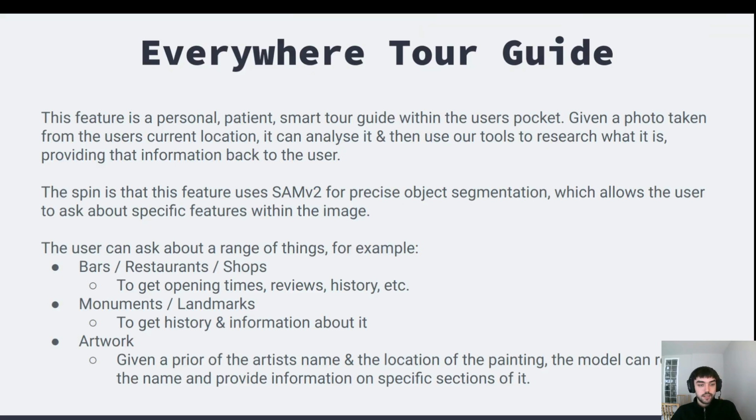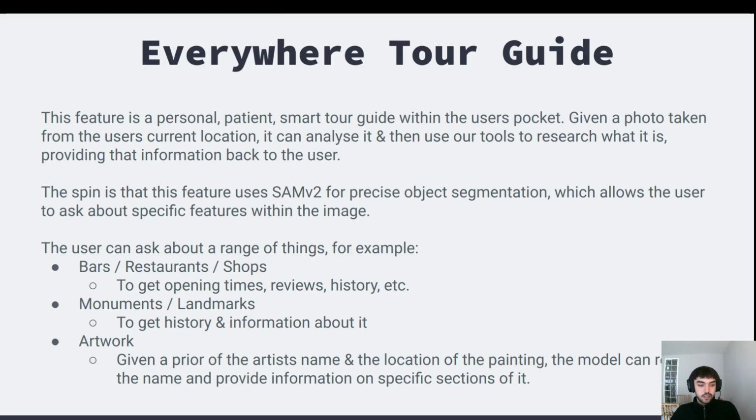The spin on this is that it uses SAM, or the Segment Anything Model, for precise object segmentation, which allows the user to ask about specific features within the image. The user can ask about a range of things. For example, normal things like bars and restaurants and shops, which the model will respond with reviews or opening times, or maybe some history about the building if it's a famous building.